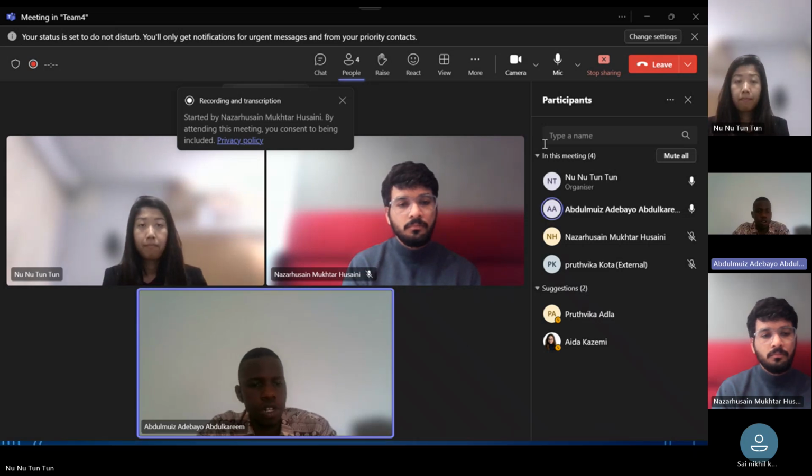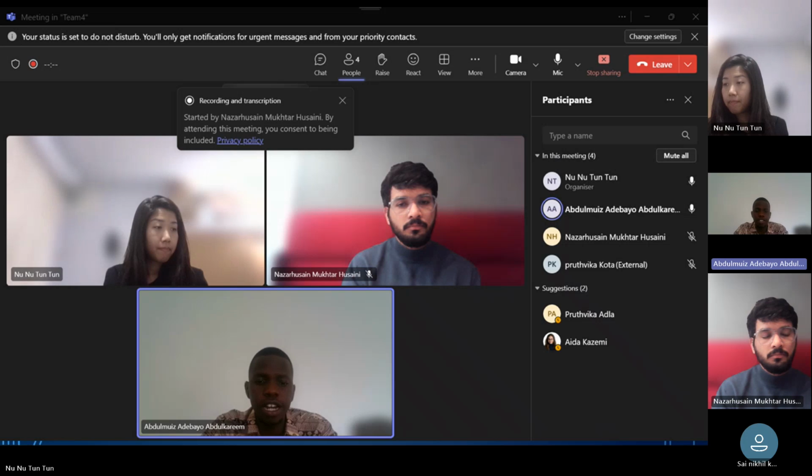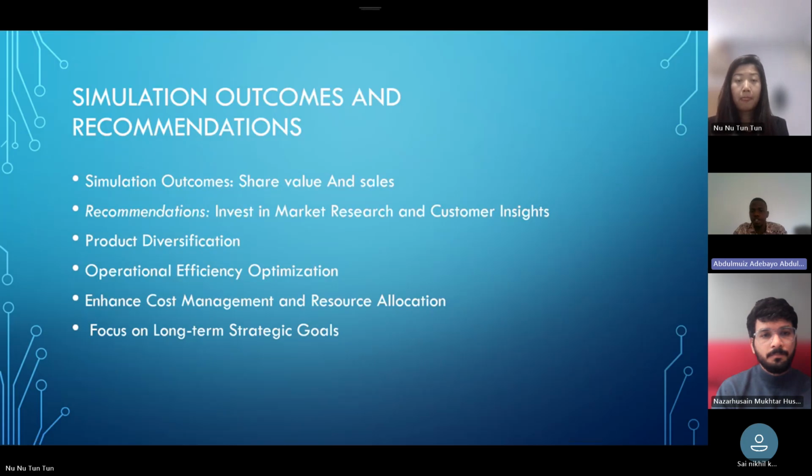So, in conclusion, addressing key areas identified through our simulation, such as market research, product diversification, operational efficiency, cost management, and long-term strategic goals, will help us improve performance and stabilize our share value.